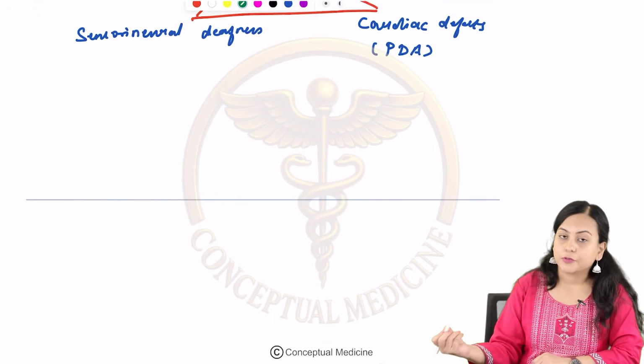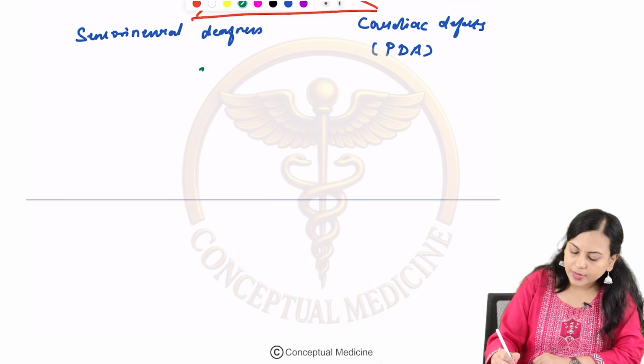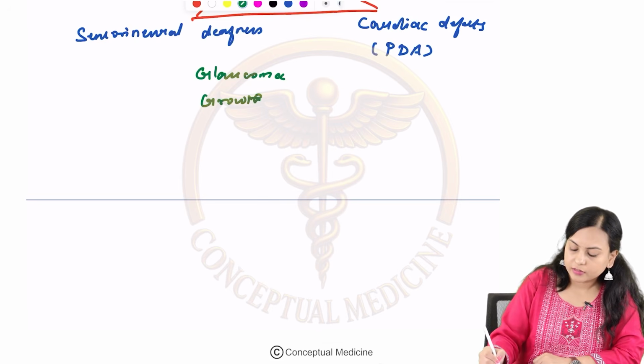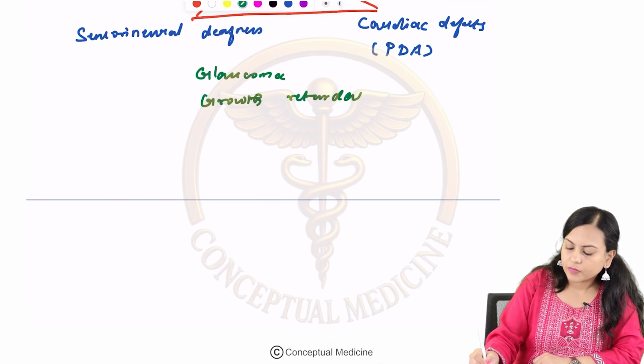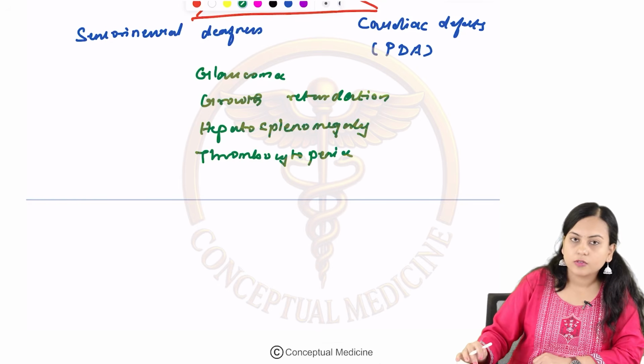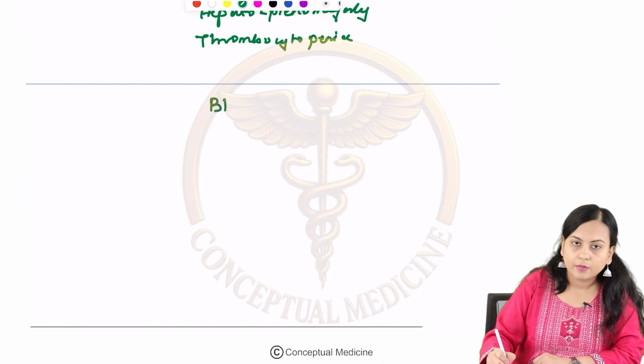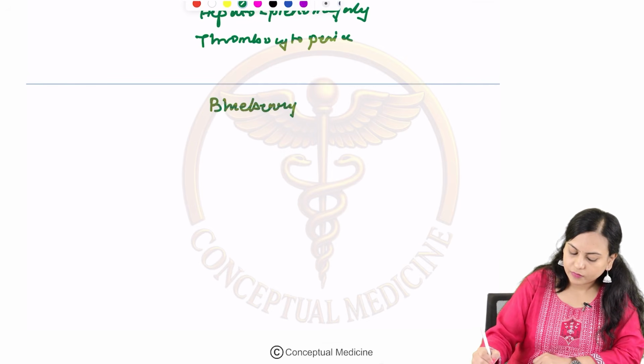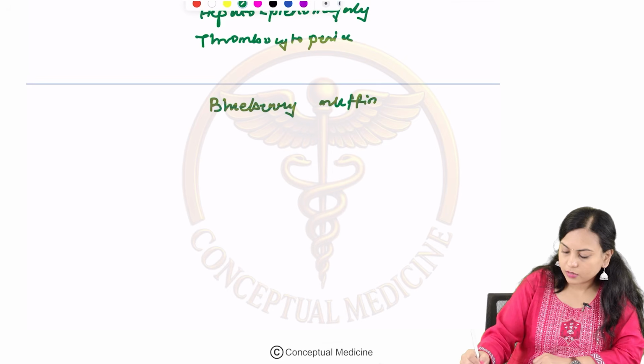Now, what are the other associated features we will be seeing in this syndrome? You will be able to see glaucoma, growth retardation, hepatosplenomegaly, then thrombocytopenia, you will also be able to see blueberry muffin lesions, and bone diseases also.